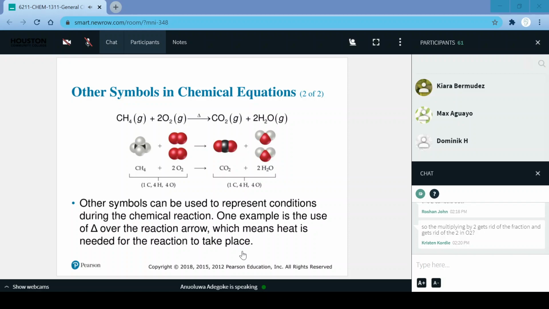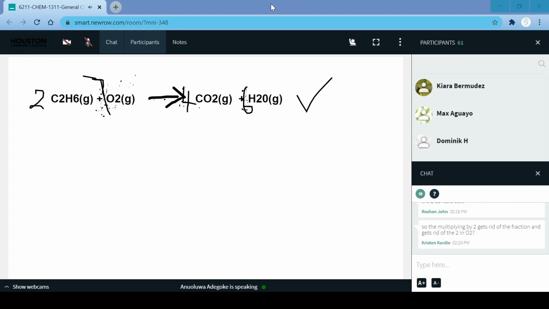So I'm going to give us another one to balance that would not require fractions. Let me just open the whiteboard again. This one I'm going to give us is one of the reactions that we are going to do when we get to chapter 4. This is a reaction between sulfuric acid, H2SO4, and sodium hydroxide, the reaction of a strong base and a strong acid to give us salt and water.